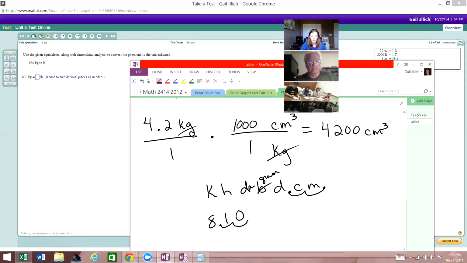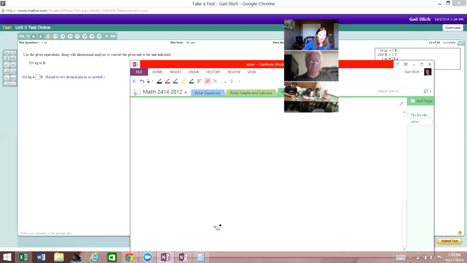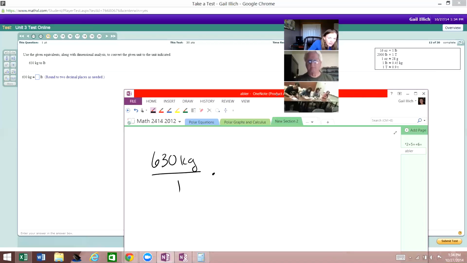So let me erase some of this. So we want 630 kilograms. Put that over 1, and we want to get to what? To pounds. All right, so we want to end up with pounds, and hopefully we can just cancel. And we do know that 0.45 kilograms is the same as 1 pound. So you're just going to do 630 divided by 0.45. 1,400.